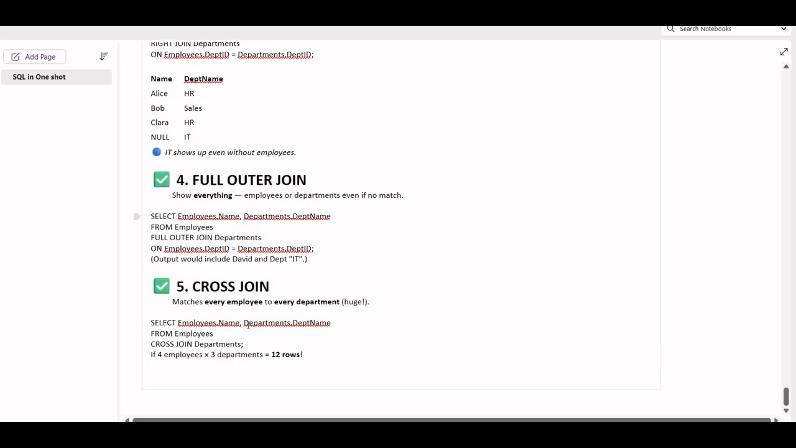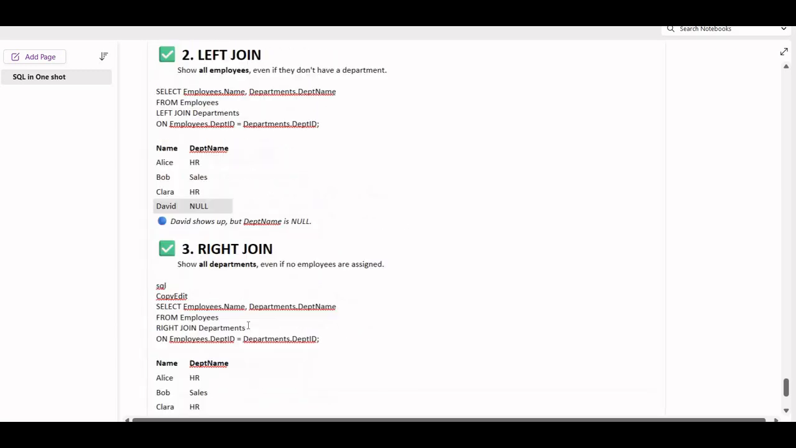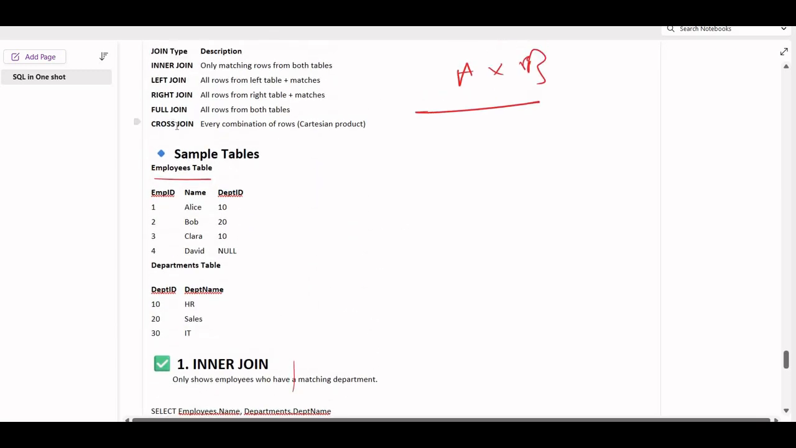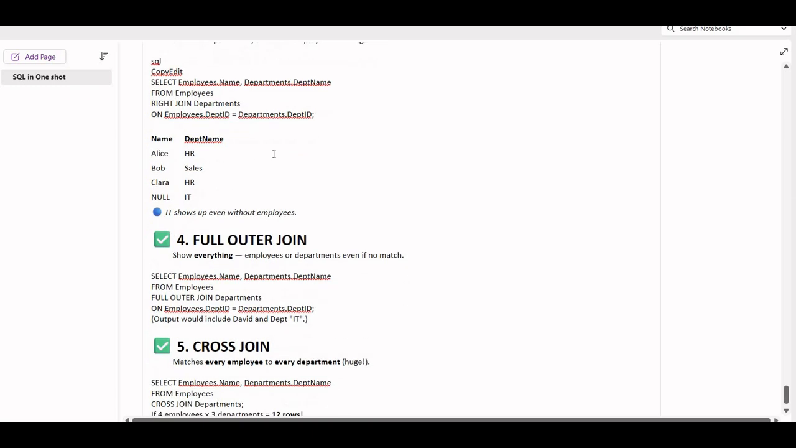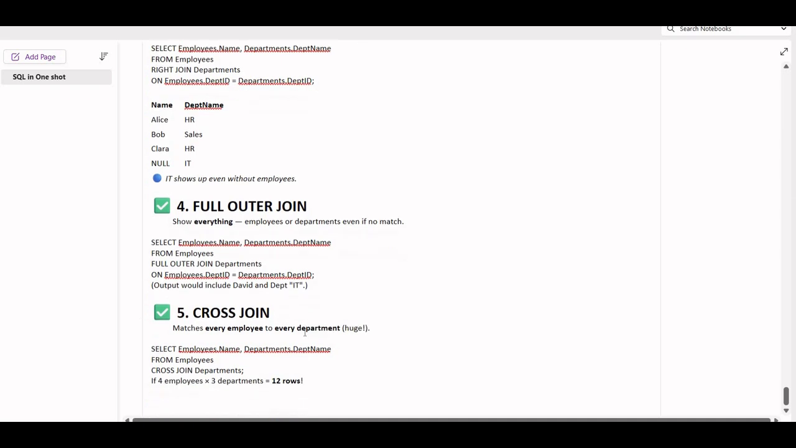Okay. Next is a full outer join. Full outer join means a combination. It gives all the rows from both, I mean employees and departments, even if there is no match, it shows everything. That is what the full join is. Employee, department, on, same for full outer join. The syntax is the same for everything. Output would include David and the department ID.